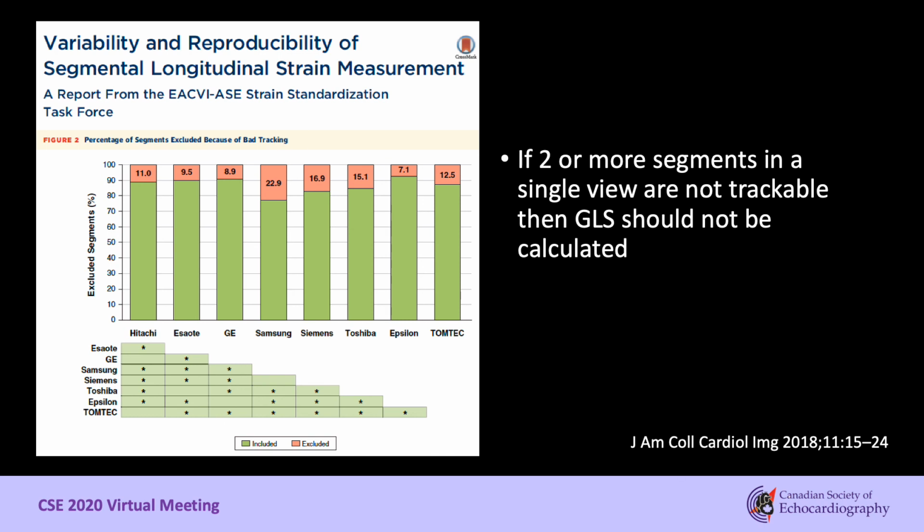There is variability among those different software packages on how much of a data set could be tracked. Here, the same patients were imaged by all the different vendors, and you can see using the same data set that there's variability in the tracking and how much has to be excluded.